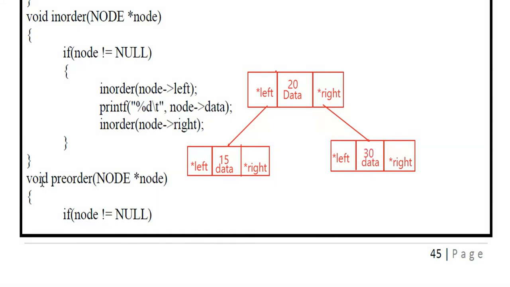The next we have is the pre-order traversal. In the case of pre-order traversal, first the root will be visited, and then the left child will be visited, and then the right child will be visited. This is going to happen if node is not equal to null, that means there are some nodes existing in the tree. So then we are going to follow this order. So that is pre-order.